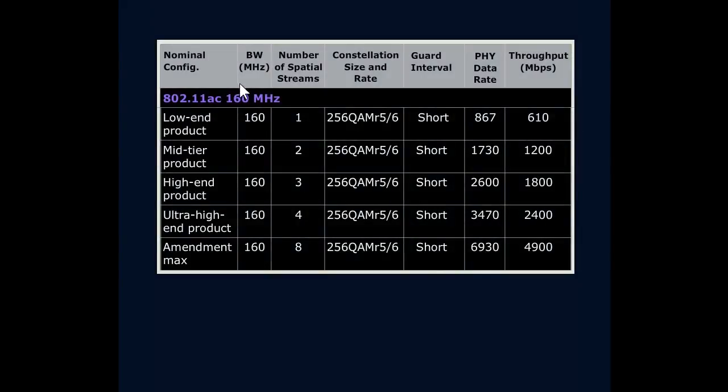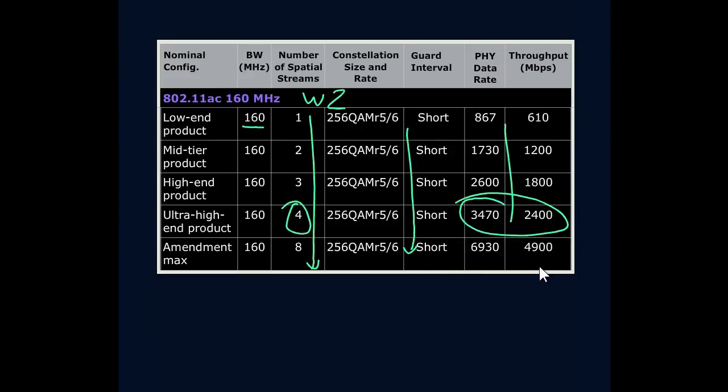As we move to 802.11 AC Wave 2, well, now we can have 160 megahertz wide channels, 1 to 8 with an ultra high end product, expected to be 4 spatial streams sporting multiple user MIMO. Got our advanced modulation technique, we got a short guard interval, and look at that, man. 2.4 megabits per second of effective data throughput. That's huge. And that's exciting because that means we can really use this to replace a wired network in many situations just as effectively and supporting a decent number of users at the same time.